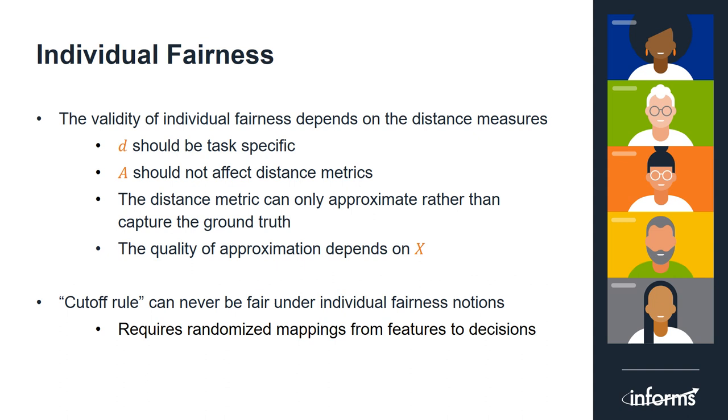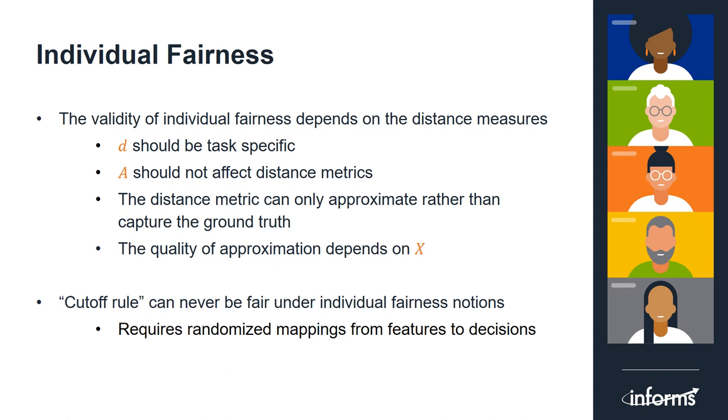In most cases, the distance metrics can only approximate rather than capture the ground truth of the relevant construct, such as credit risk. And the quality of the approximation depends on available features. Another implication of individual fairness notions is that a cutoff rule can never be fair.